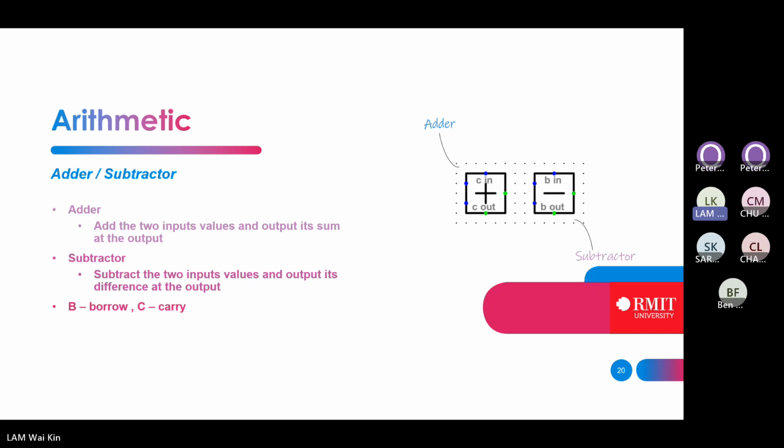Next, we move on to another section for the arithmetic. I will introduce the adder and subtractor. The adder adds the two input values and outputs the sum at the output. And the subtractor subtracts the two input values and outputs the difference at the output. B represents borrow and C represents carry.